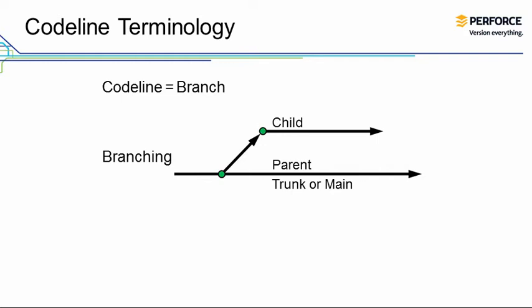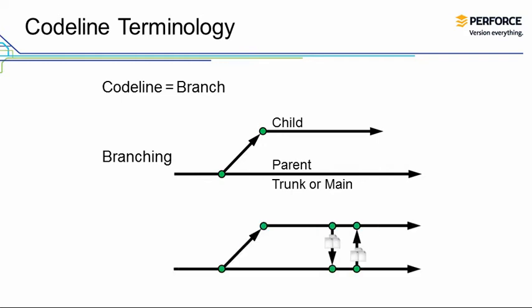The process of propagating changes from one codeline to another is called integration. When you integrate, you can either merge the changes in the source codeline into the existing files in the target codeline, or copy the files from the source codeline to replace the files in the target codeline.